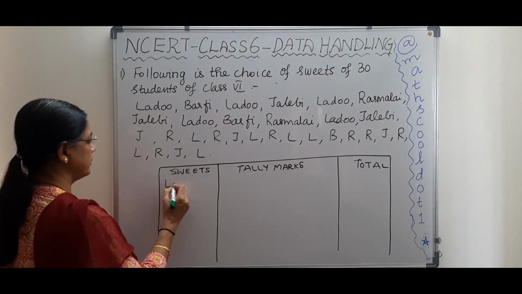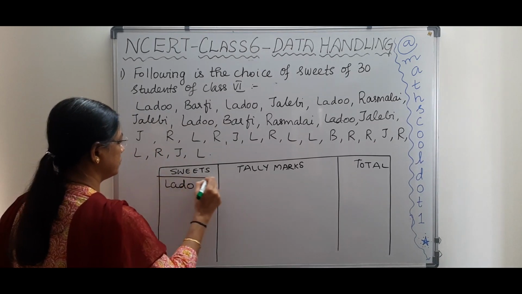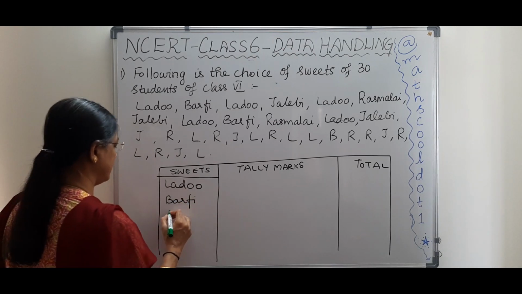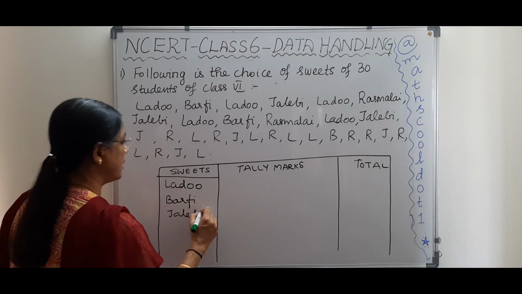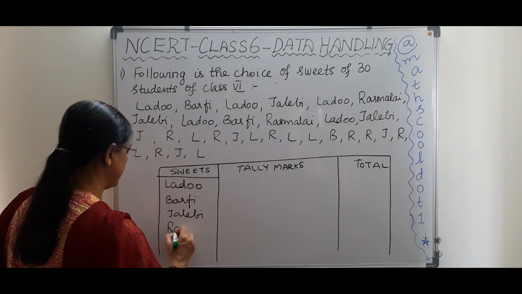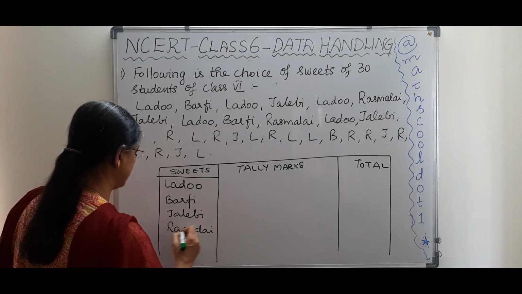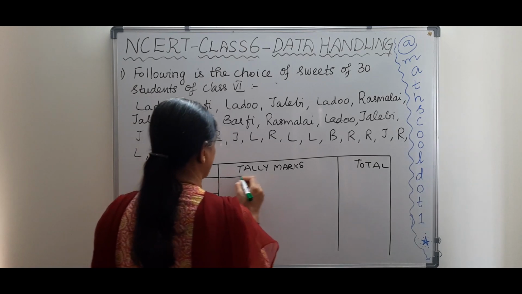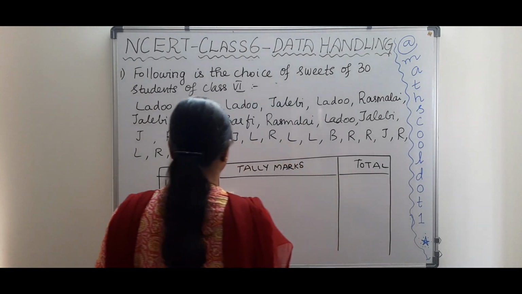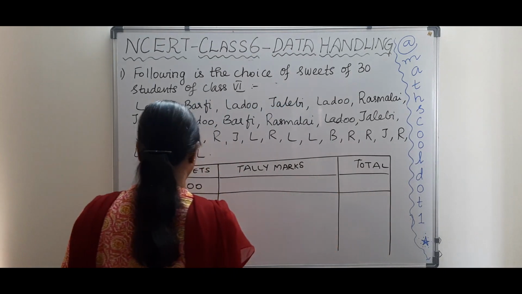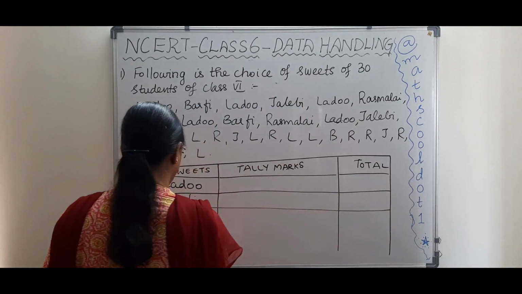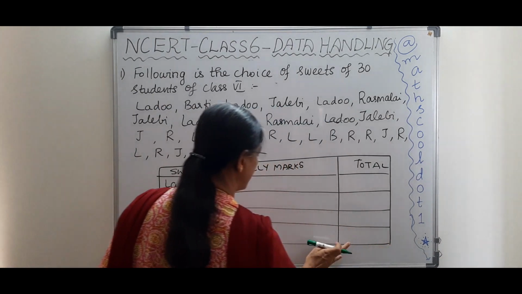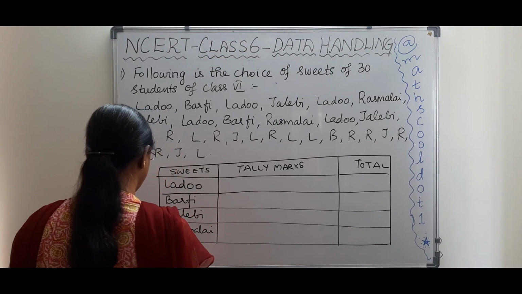Now for the first one, laddu, the second we'll do for barfi, the third one for jalebi, and the fourth one rasmalai. Okay, so these are the sweets for which they have noted down the likes. Now we'll start counting each and every one. As and when we count, we'll do the tally marks correspondingly. That is how we do it, and that will be easy for us.